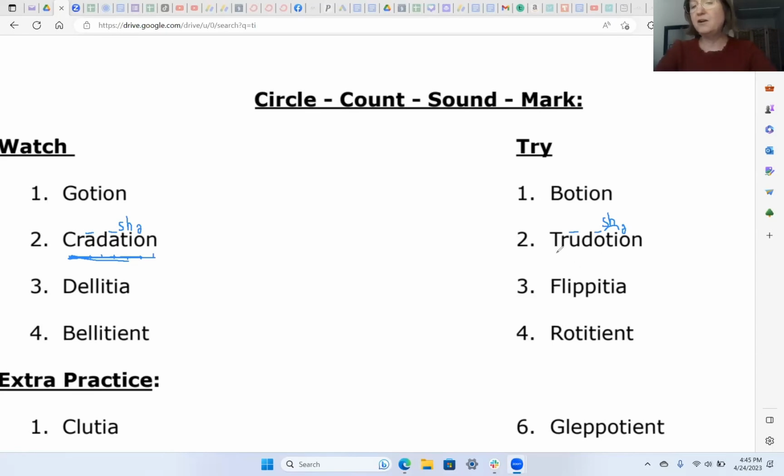Read this word. Be careful of this TR. Make sure you pronounce each sound so it doesn't turn into a CH sound. It's not chur, it's tur. U, d, o, sh, n. Trudoshan. Take your time and pronounce that. Trudoshan.